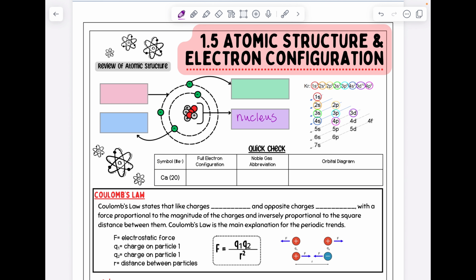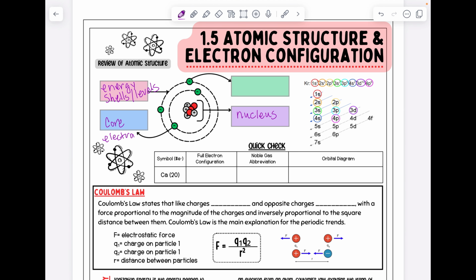Then we have these dashed circles, and these are energy shells or energy levels or even orbitals. But let's just call them energy levels for now, or energy shells. And then the electrons reside in these energy levels, and the inner electrons are called our core electrons. And then the outermost electrons are called our valence electrons. And those are what are responsible for chemical bonds and chemical reactions.